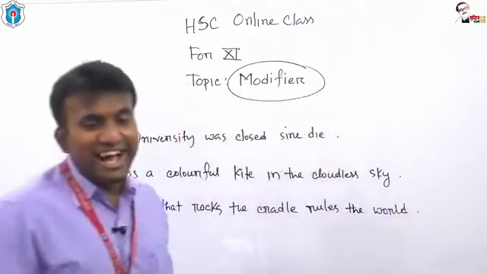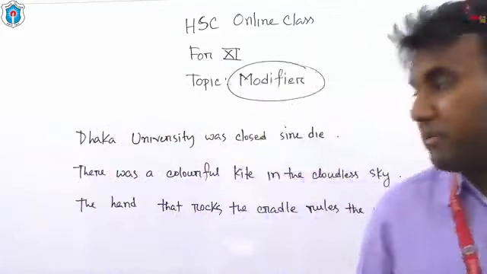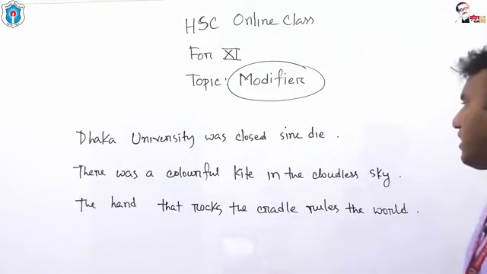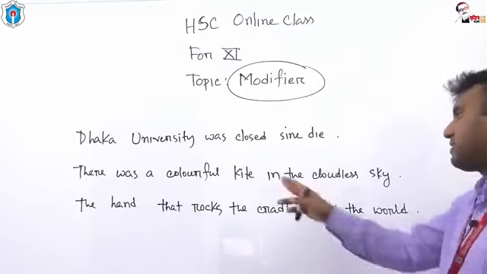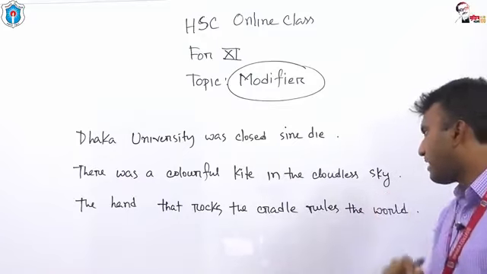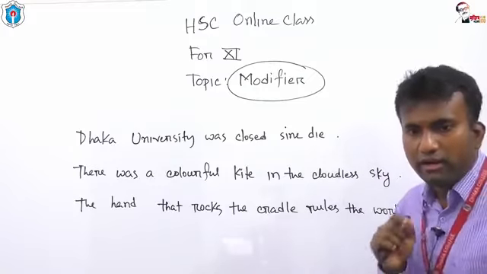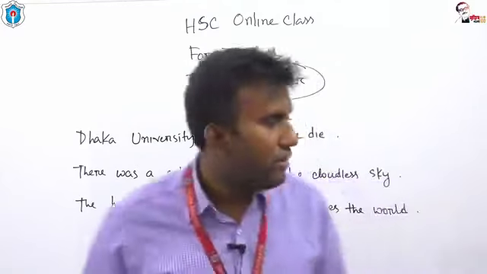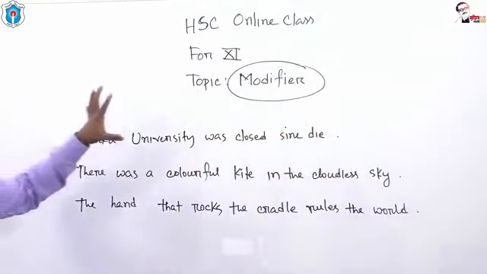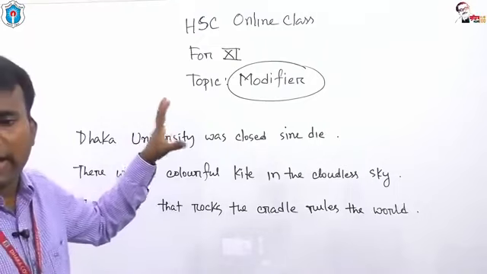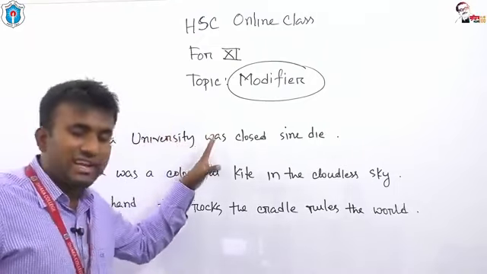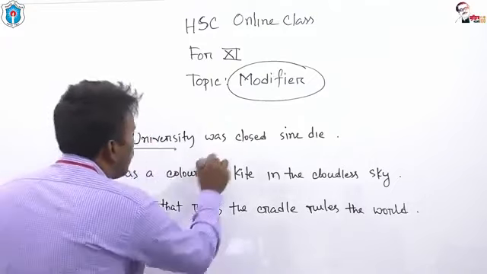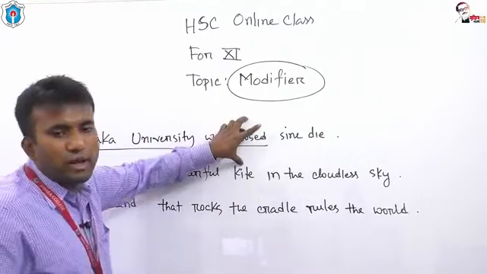Okay, my dear students, I have given you 3 examples. Dhaka University was closed sine die. There was a colorful kite in the cloudless sky, and the third one is the hand that rocks the cradle rules the world. Okay, here look at the first example, my dear students. Dhaka University was closed, sine die. Here, the subject of this sentence is Dhaka University was closed. This is an example of passive voice.